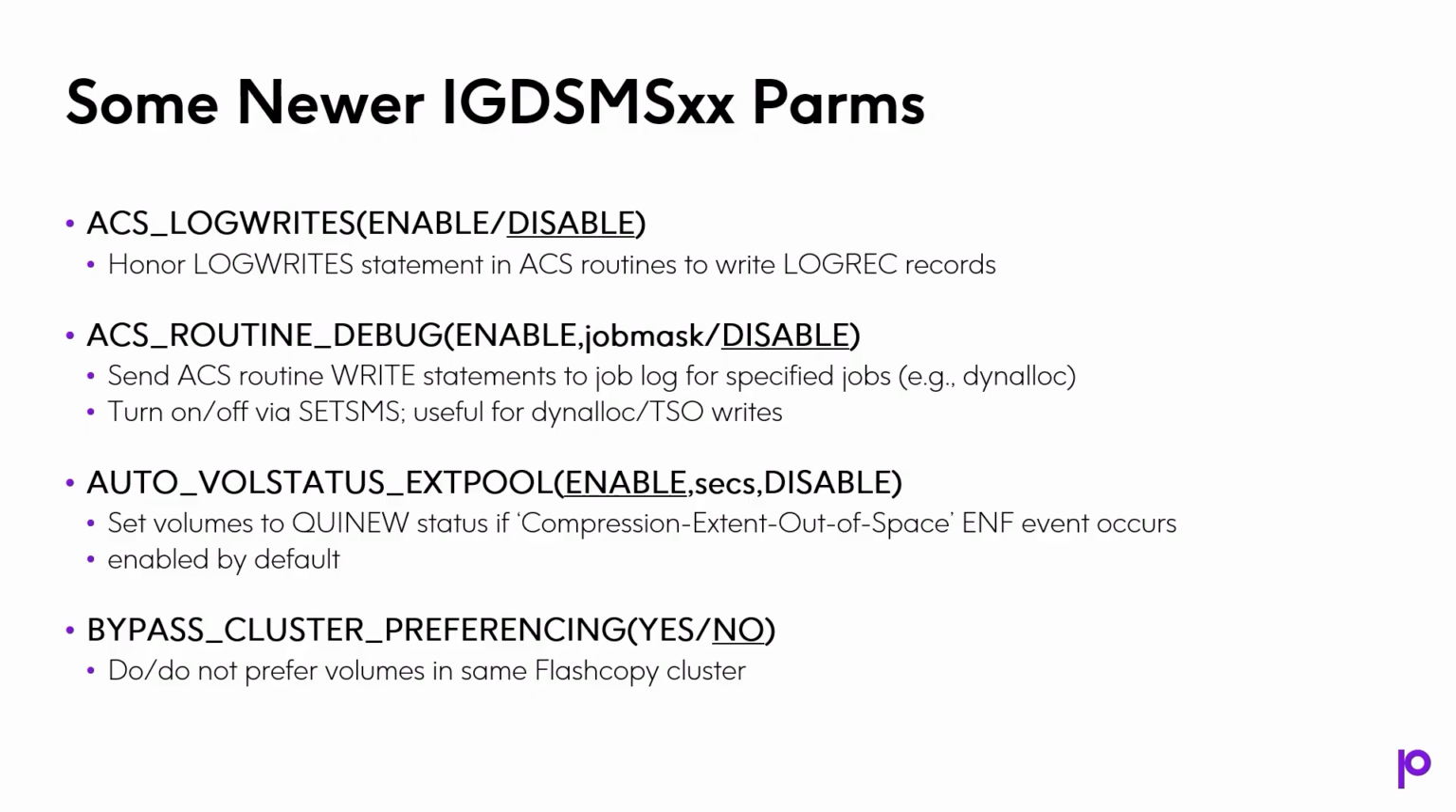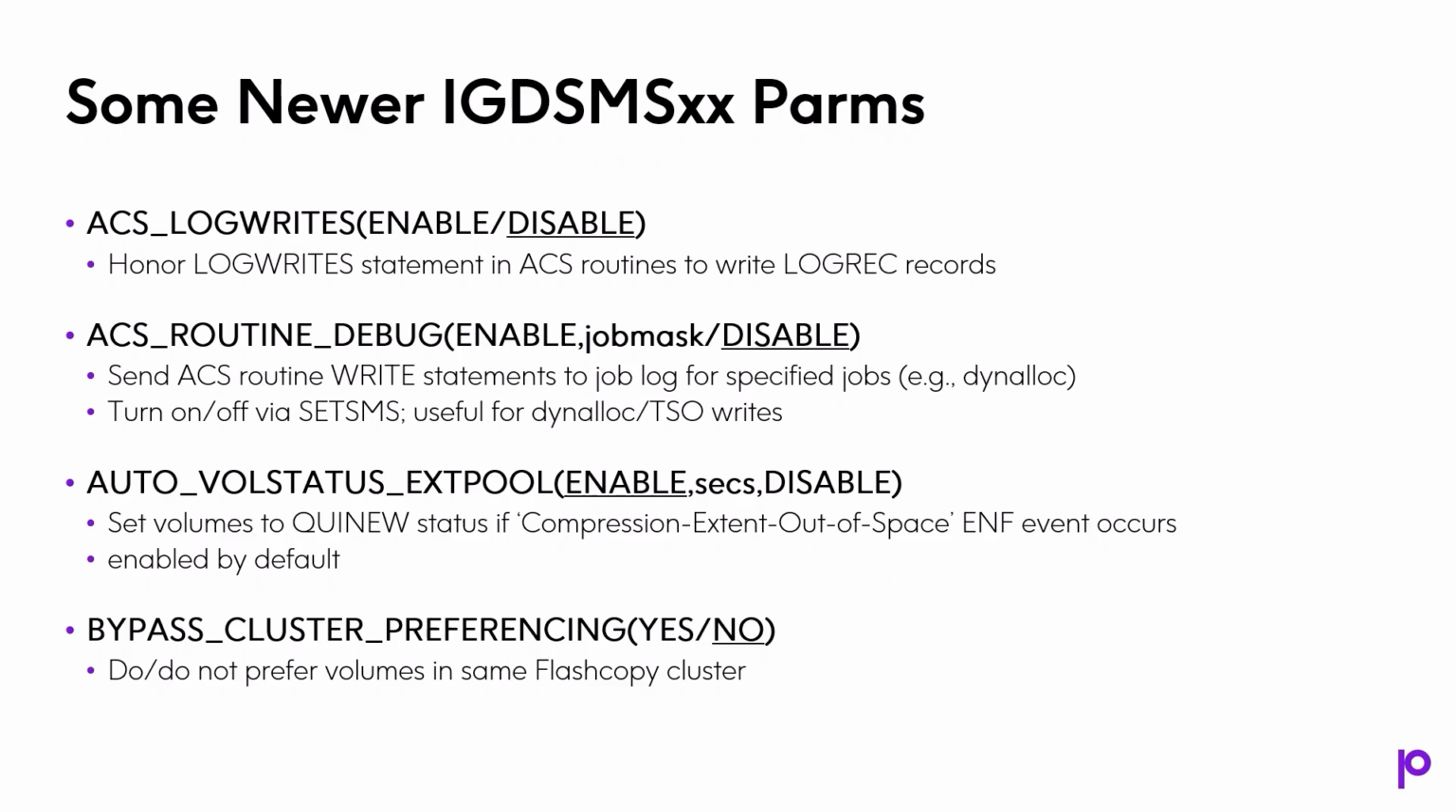And the idea is that for debugging purposes, you can, within the ACS routines, use a LOGWRITE statement to write the values of the ACS read-only variables out to logrec. By default, if you put a LOGWRITE statement in the ACS routines, it's ignored unless you turn on ACS_LOGWRITES enabled. Another one, and I don't know why this isn't the default, is ACS_ROUTINE_DEBUG, which we can turn on or off, or we can turn it on for particular jobs. You can say ENABLE and give it a job mask.